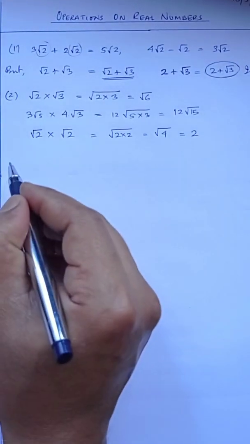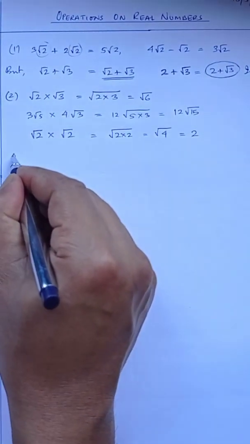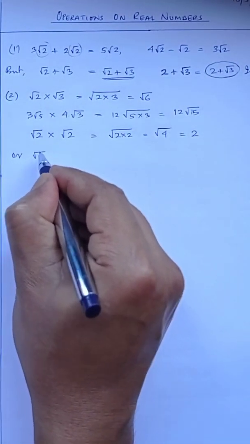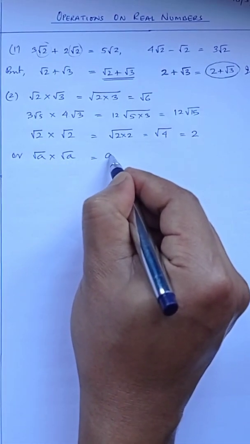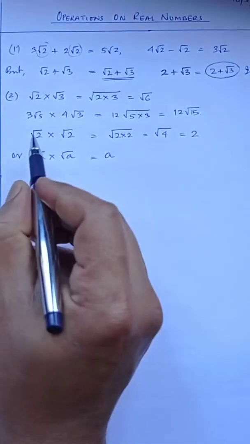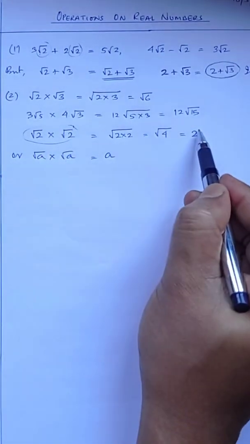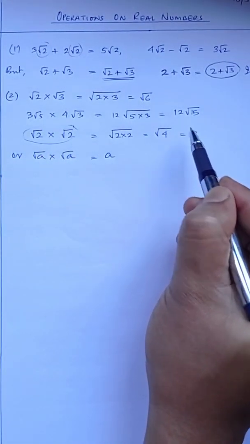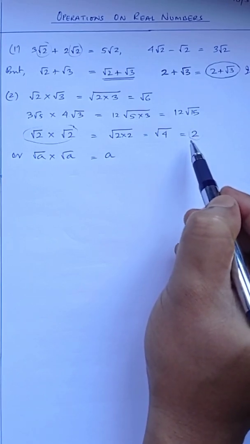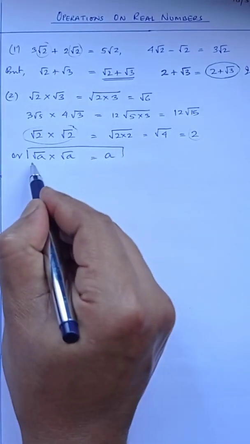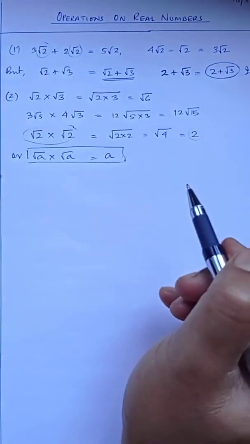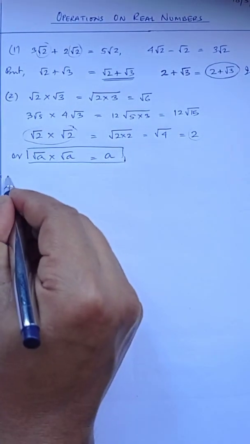Or as a rule, you can just remember this. Root a into root a, if you multiply these two, you will get a. So root 2 into root 2, you can directly write 2. There is no need of solving or finding it. You can simply use this rule and you'll get the answer. Okay, quite easy, right?